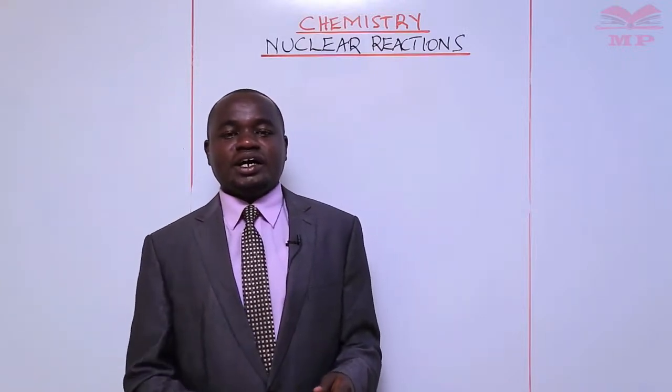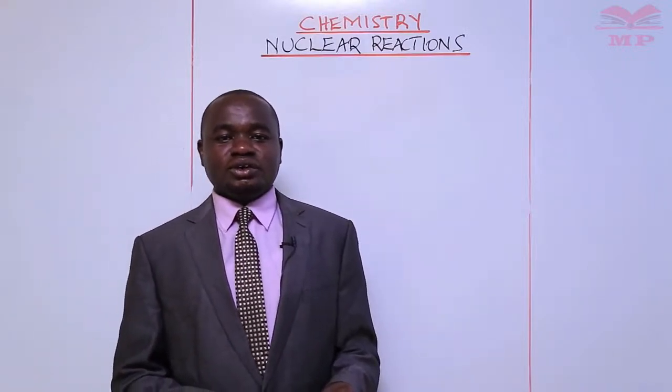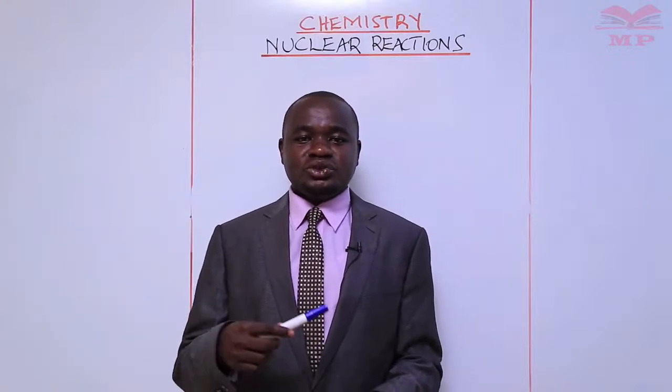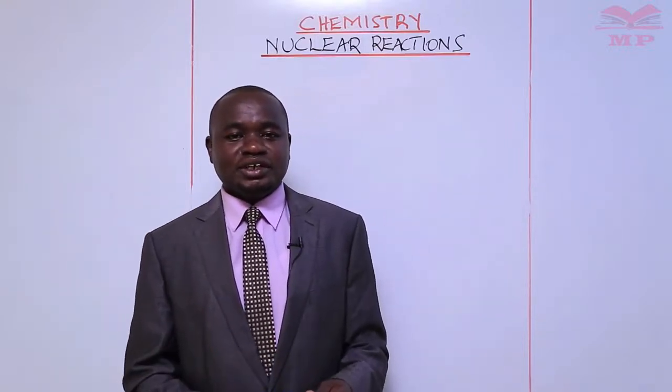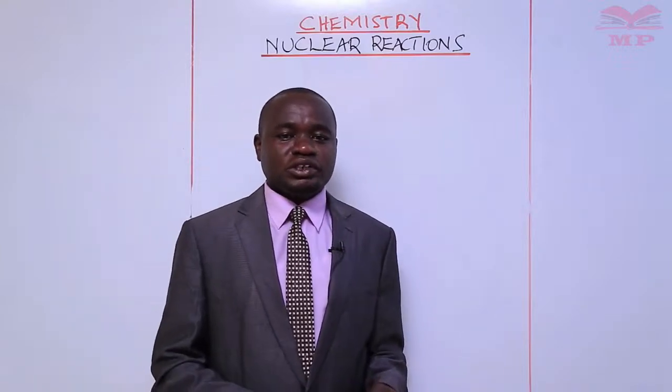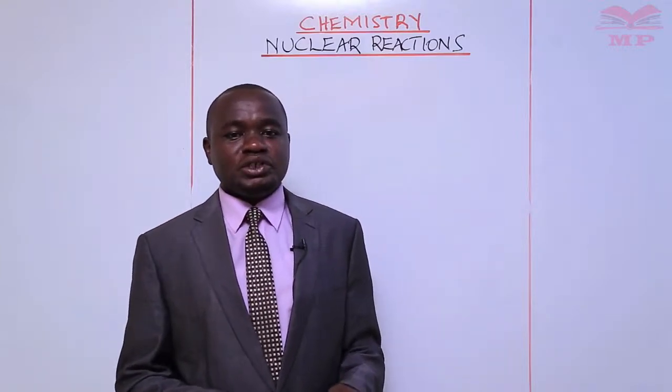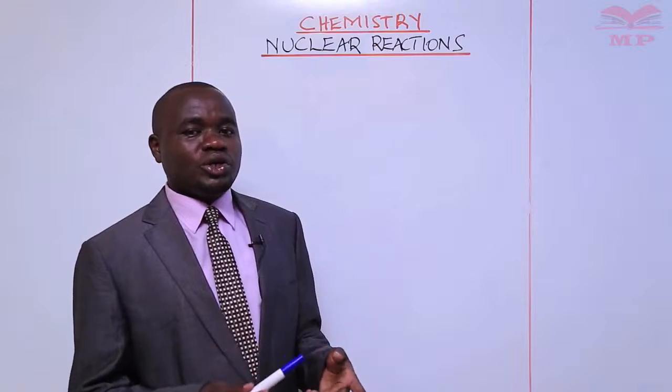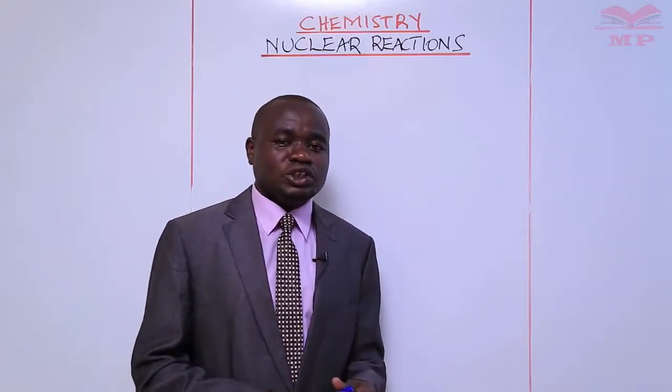We are talking about radioactivity, and in this lesson, we want to look at nuclear reactions. Remember, in the earlier lesson, we saw that when a particle undergoes radioactivity, it emits three types of radiation, namely alpha, beta, and gamma rays. So we were able to see the properties of each of those particles.